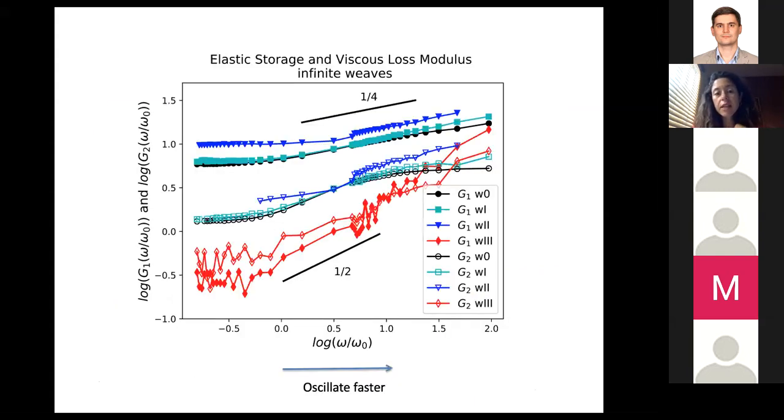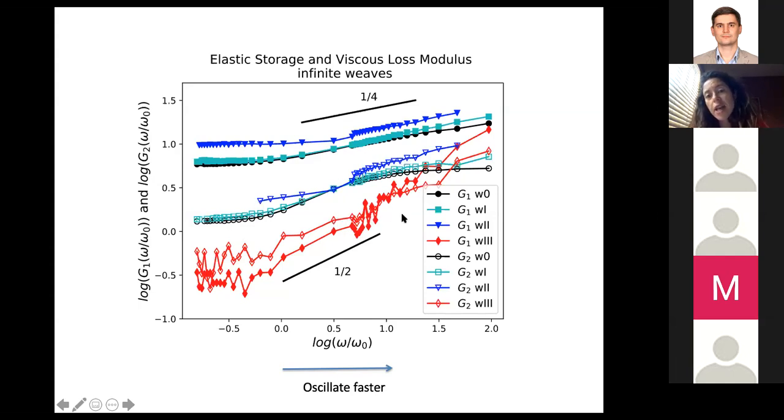And here are finally the mechanical measures. Here we have the logarithm of the storage and loss modulus, and this is what happens as we oscillate faster and faster. This is for the infinite systems. As we said, they cannot drastically change their conformations other than coming a little bit closer together. They cannot disentangle. And what we see in most systems is that the storage modulus is above the loss modulus, so the systems behave more like solids throughout the simulation.